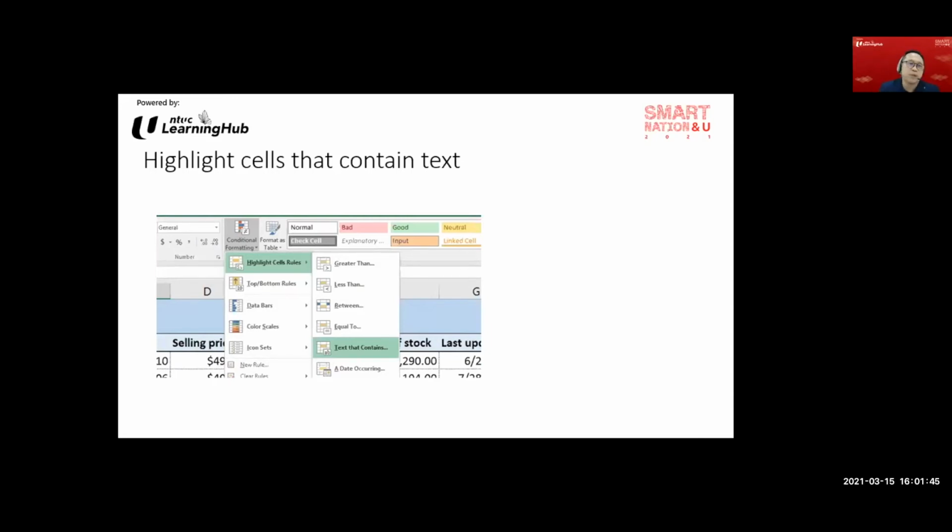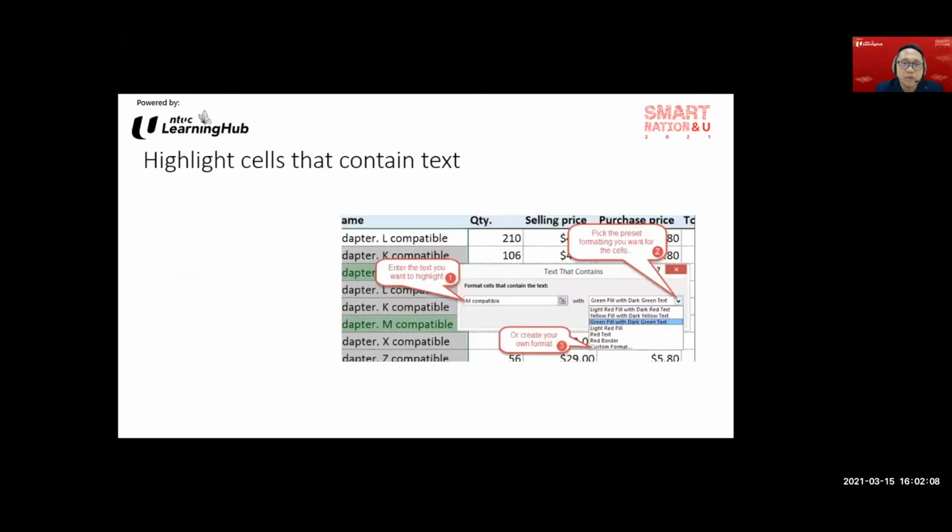Okay, so let me just explain to you first. The first step is to highlight the cell first. Always remember, highlight the cell that you wish to incorporate the formula. Thereafter, click on text that contains, for example. Once you've done that, the next step is here, where you go to format cells that contain the text M compatible, for example, and highlight that as green fill with dark green text. So these are the things that you need to know.